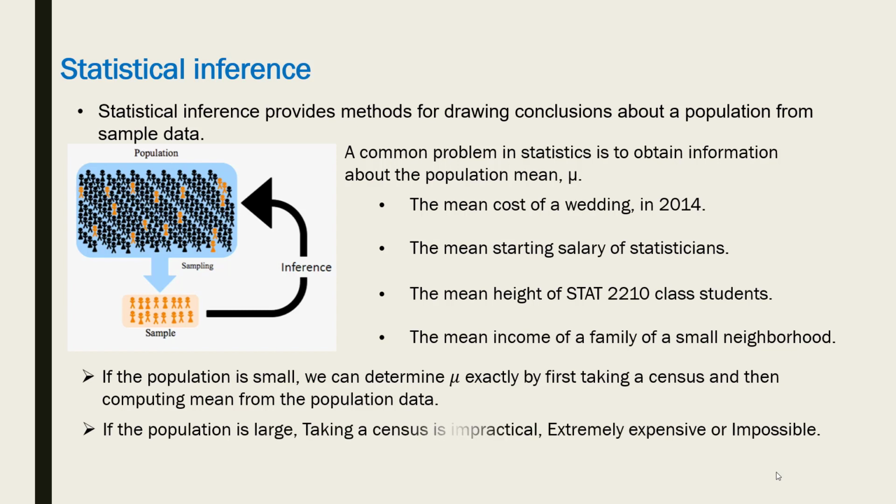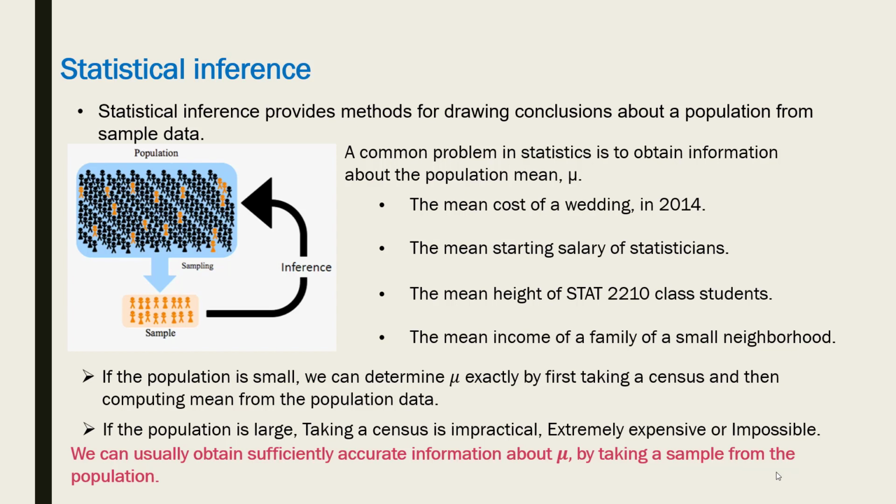But think about first two examples, cost of wedding and salary of statistician. It is very big population. If the population is large, taking a census is impractical, extremely expensive or impossible. We can usually obtain sufficiently accurate information about mu by taking a sample from the population.